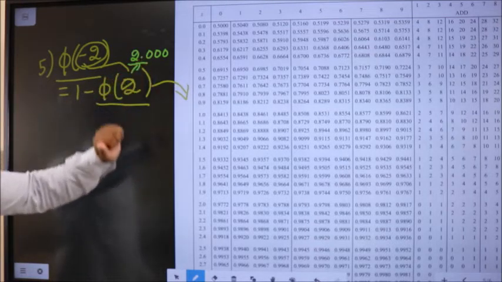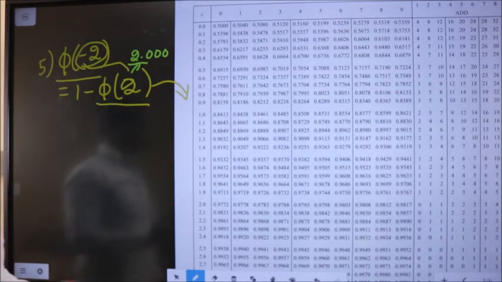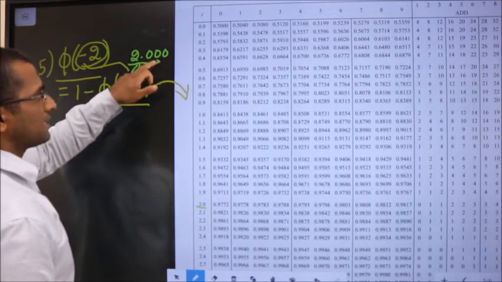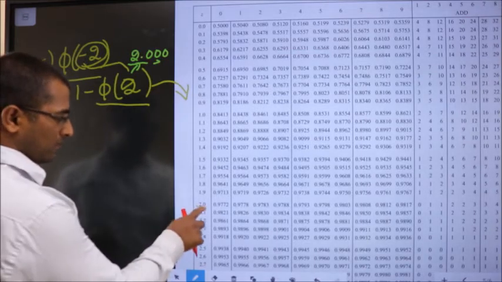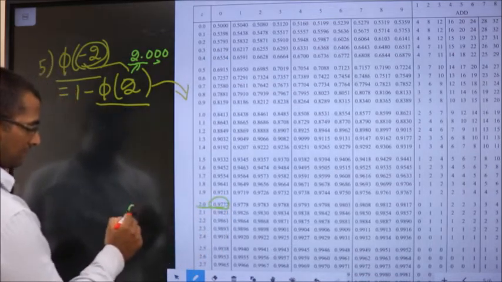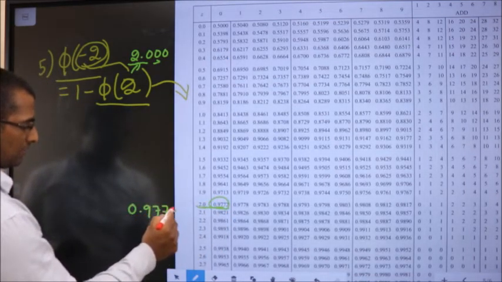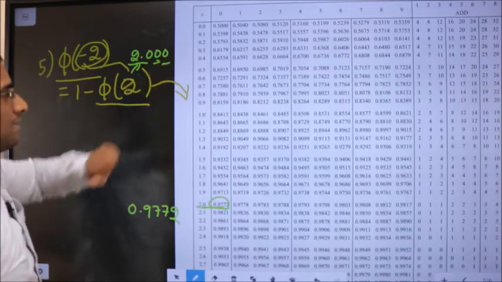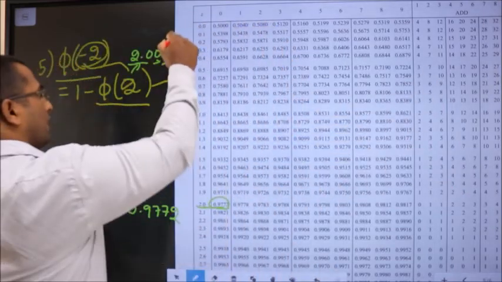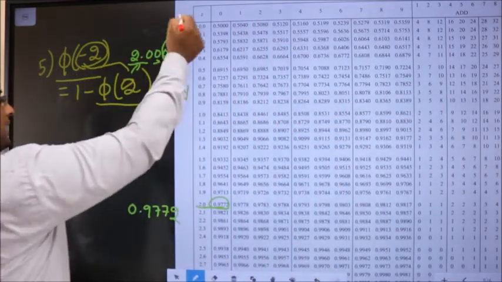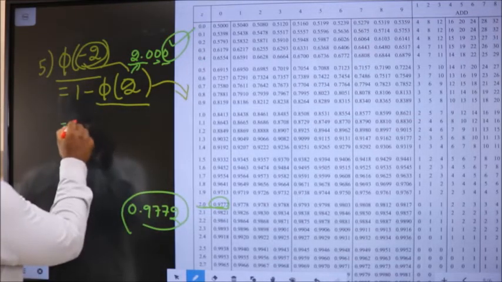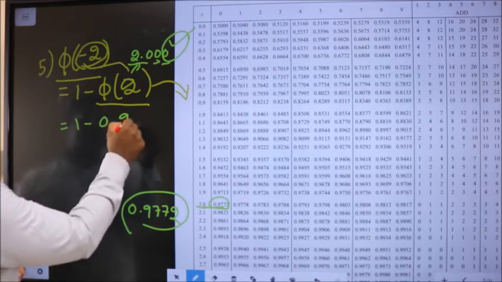Now, look for 2.0 in this column. Where do you come across it? That is present over here. Next decimal is again 0. So 0 is present here in the same row, its value is this one, 0.9772. Next decimal is 0. Here we don't have 0, so I can avoid this. This I don't need to consider. So this is the answer for phi of 2, which is 0.9772.